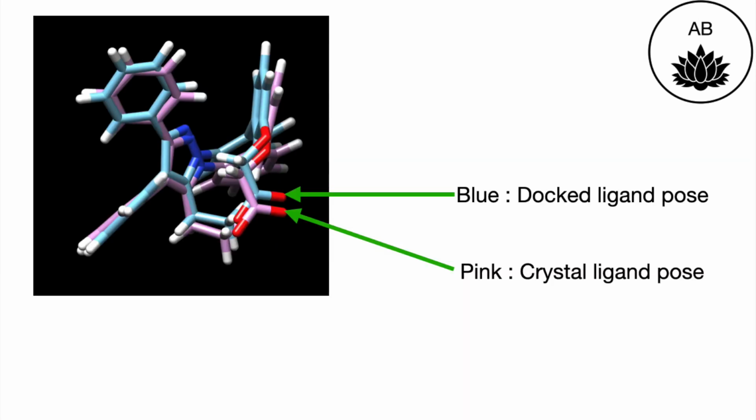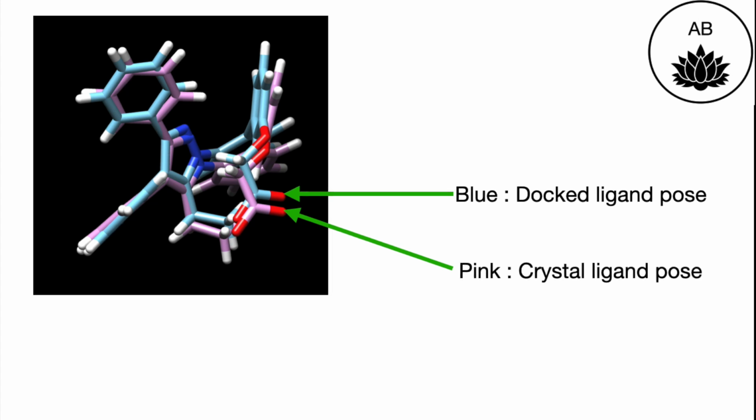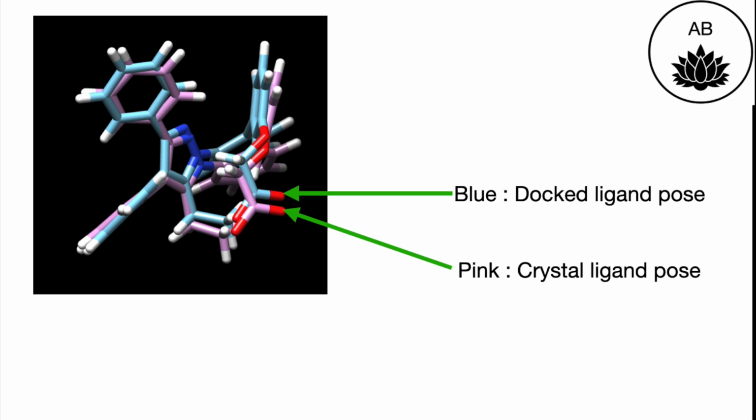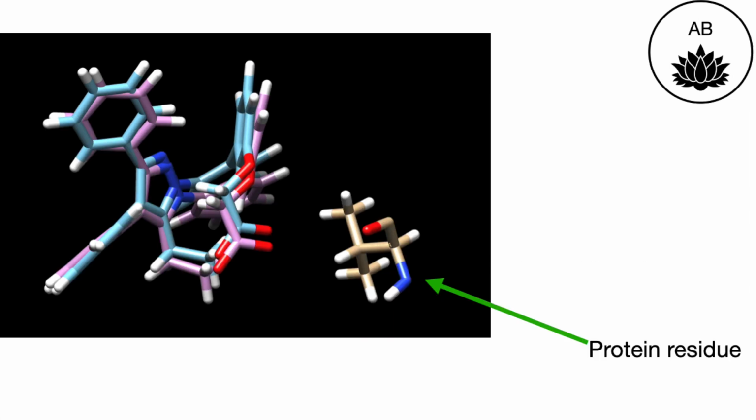Now here's a quick key for you to understand whatever I'm going to say later on. I have the docked ligand pose shown in blue and the crystal ligand pose shown in pink. This is how you will see the ligands in all the pictures. Whenever anything else apart from the ligands is shown, it is a protein residue.